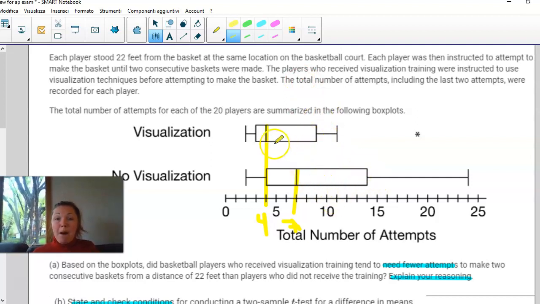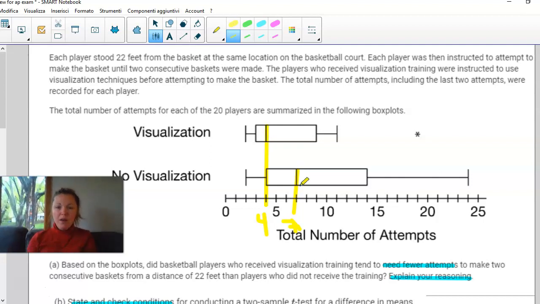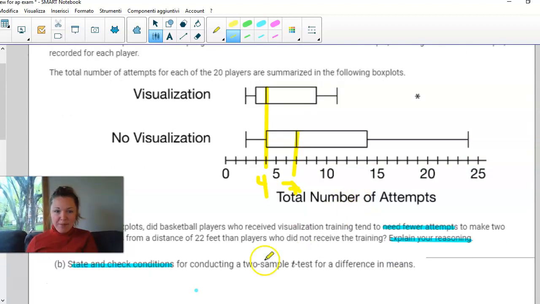But what you would state then is the median for visualization, that it is less than the median for the no visualization. And what does a median mean? 50% of that population got that score or less than that. So context, answer the question, and make sure you have that interpretation of that median as well. Okay, you guys, let's move on to the next one.